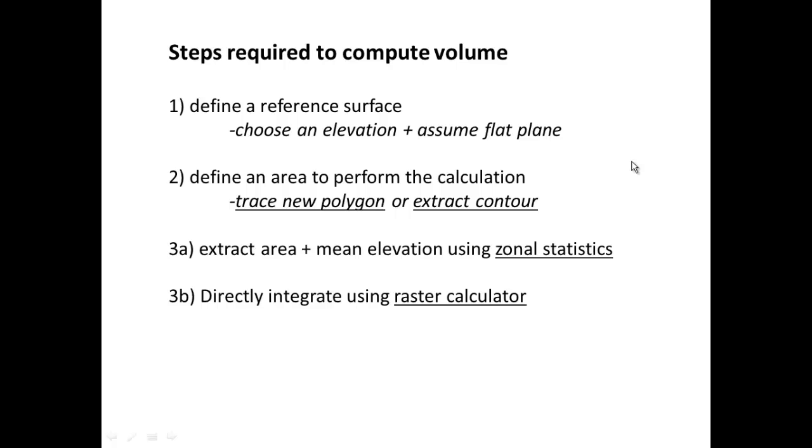So in summary, our goal was to compute the volume of part of Mount Shasta. To do that, we defined a reference elevation, and then we defined an area over which we wanted to compute the volume. And then we computed the difference between each surface pixel and the reference elevation, that was delta Z, and multiplied that by the area of each pixel, summed them all up to get the volume of Mount Shasta.